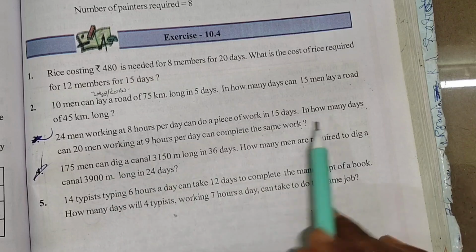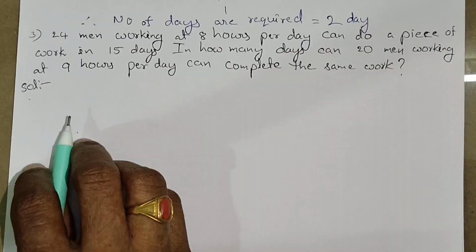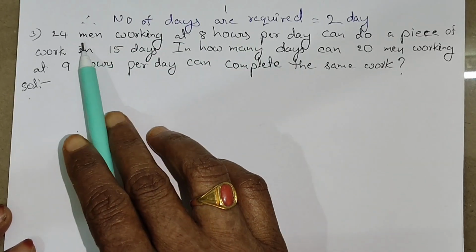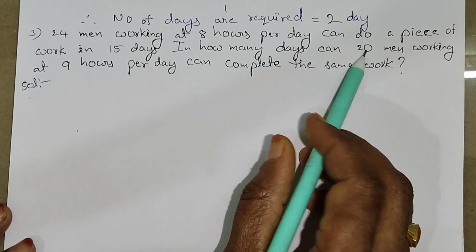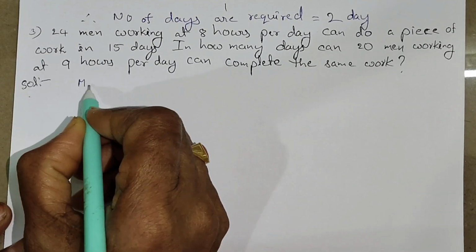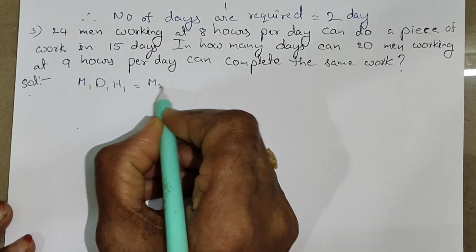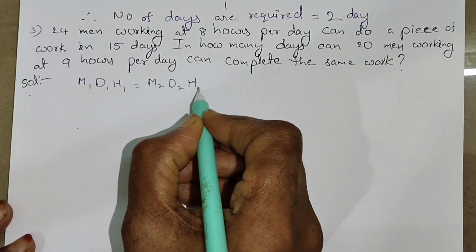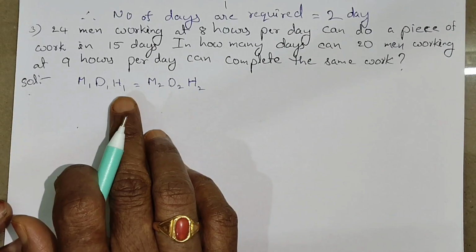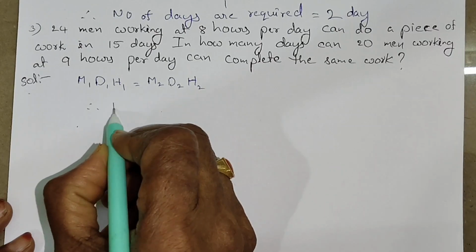So we find how many days, the required days. Here hours are increased and men are decreased. So that's why we take the compound proportion ratio: m1 d1 h1 is equal to m2 d2 h2. Here m is the men, d is days, h is the working hours. So we write the values.